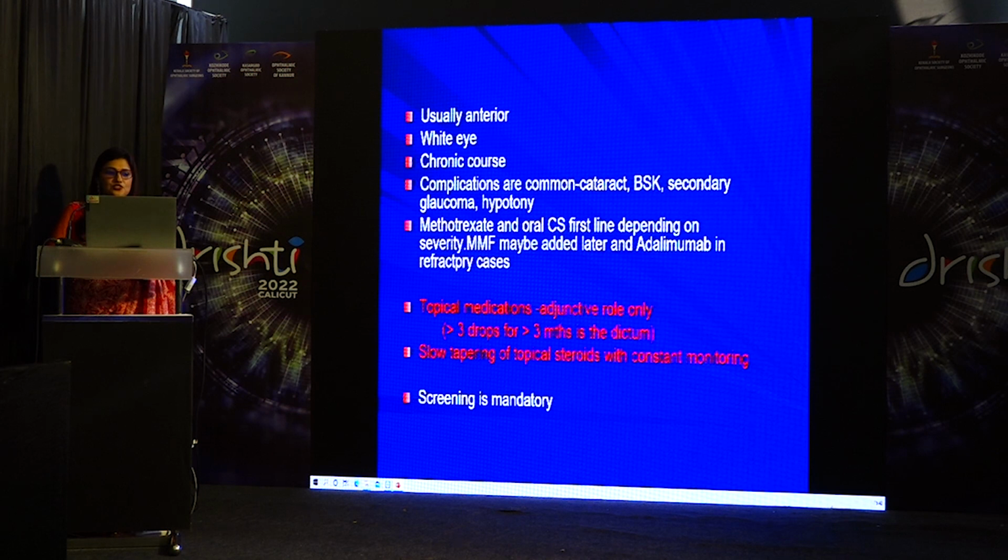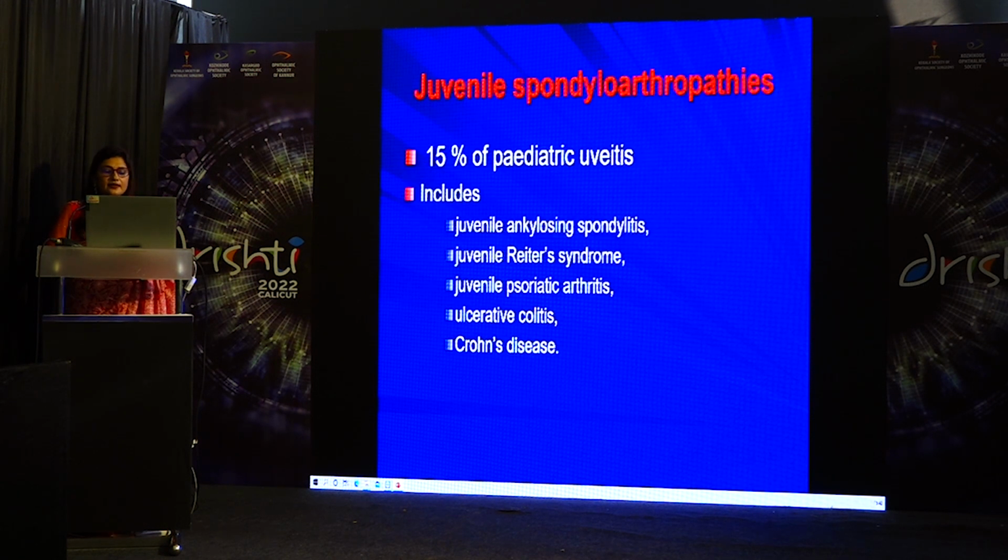The first line of management is methotrexate and oral corticosteroids, and then depending on severity, MMF may be added later. Recently, adalimumab has got FDA approval for use in refractory cases. The topical medications in these cases have only an adjunctive role, and if you need to give more than 3 drops in a child for more than 3 months, the child should definitely be on systemic immunosuppression. So slow tapering of the topical steroids with monitoring and screening of all JIA in children are essential.